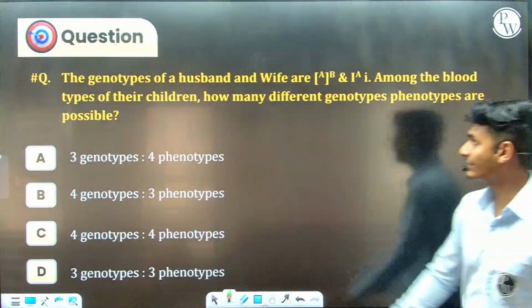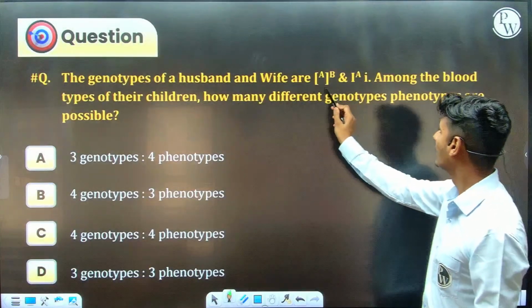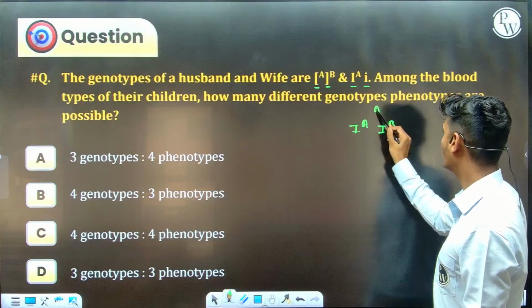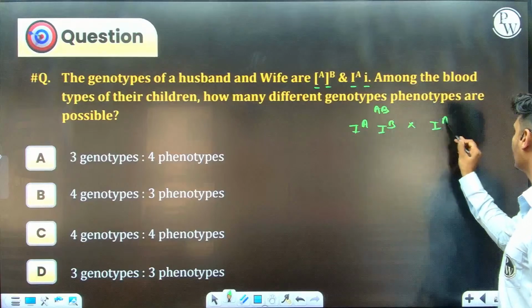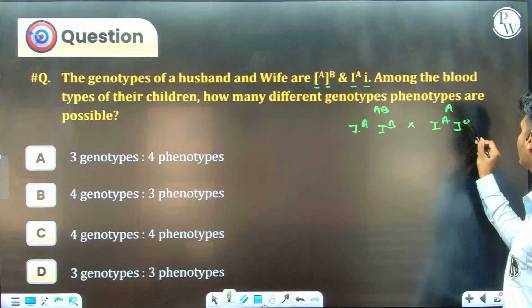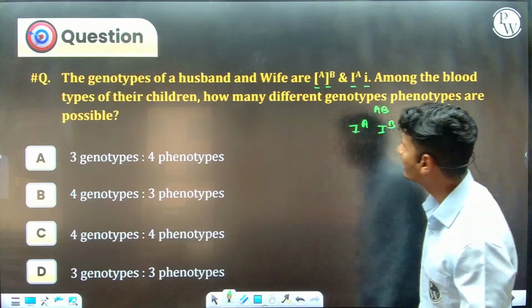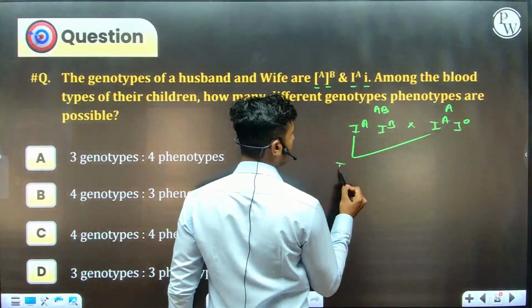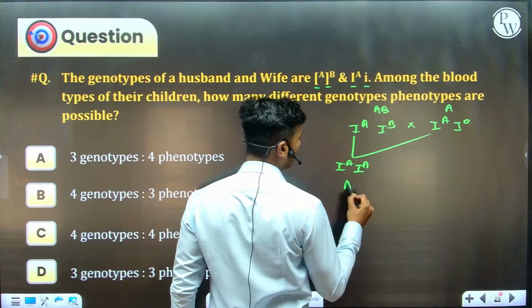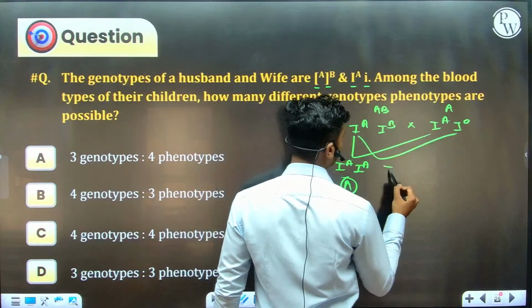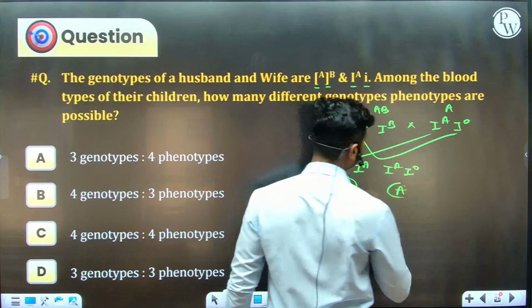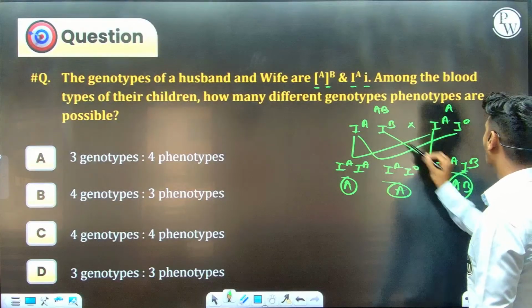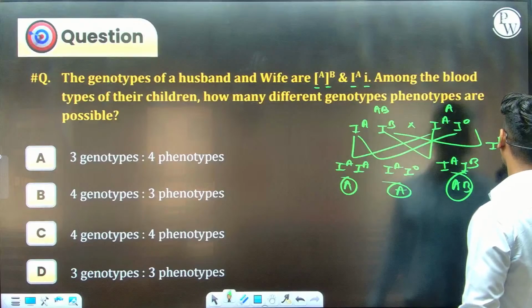Let's go to the next question. The genotype of a husband and wife are IA IB, blood group AB, crossed with IA IO, blood group A. Among the blood types of their children, how many different genotypes and phenotypes are possible? Let's try. First cross: IA IA, blood group A. Second: IA IO, blood group A. Third: IA IB, blood group AB. Fourth: IB IO, blood group B.